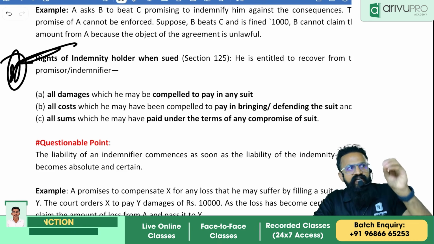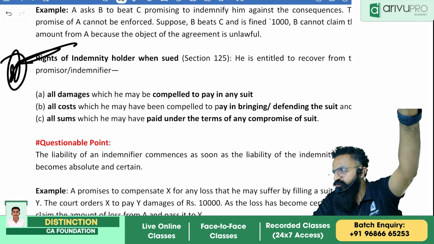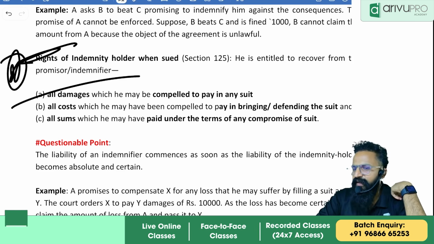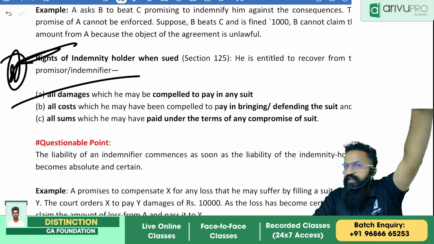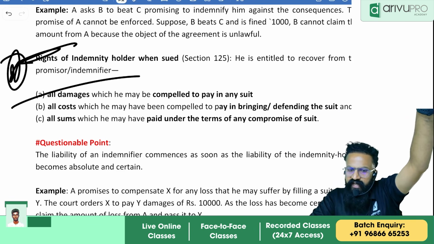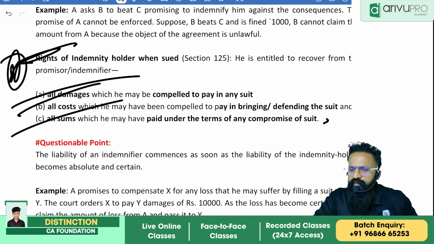Whenever you did not directly settle the money, I filed a case on the indemnifier, on the insurance company, and all the money they will have to pay me. First of all, the damages which we agree. Court tells you pay 1 lakh, you have to pay 1 lakh. Second one, I came to court, I need to pay legal fees, lawyer fees, I can recover that from you. Third one, all sums which may be paid under the terms of compromise of suit.